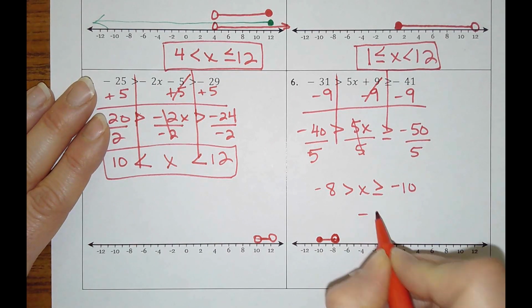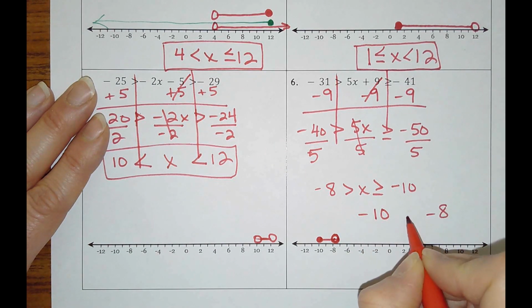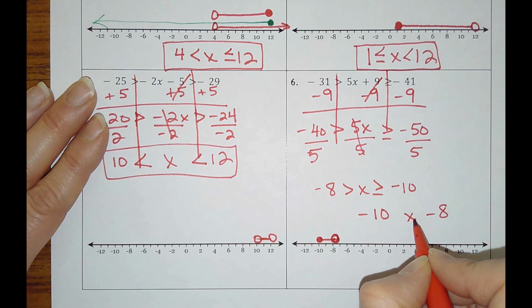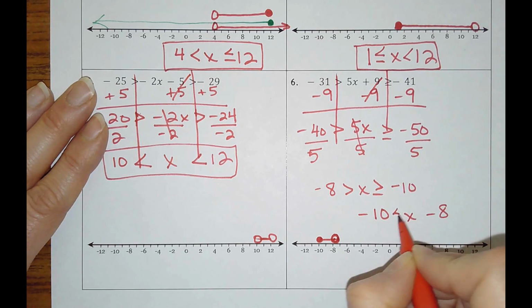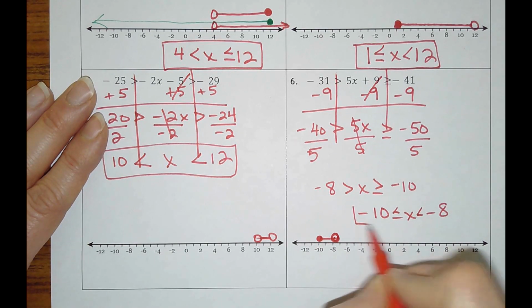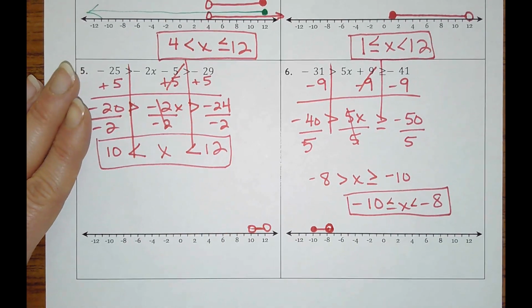You could also rewrite this so that it's negative 10 on the left, negative 8 on the right. We've got x is greater than or equal to negative 10 and less than negative 8. So maybe that would be better. Okay.